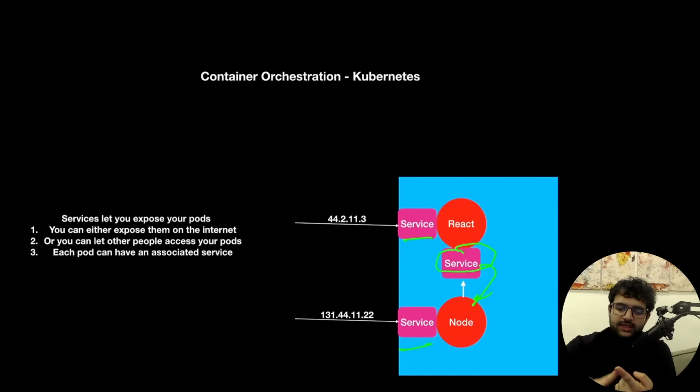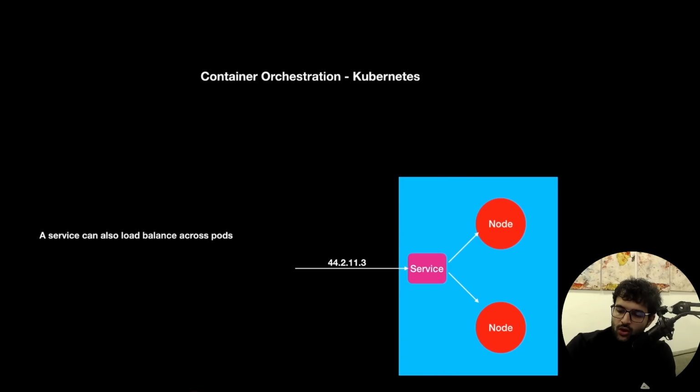Whenever you create just a pod, it is not exposed. No one can visit that pod from the outside. If you create a service, that is when you can expose it for other pods to visit or people from the internet to visit. That's what a service is. A service can also load balance across pods. If I create a service, I can attach it to multiple pods. This service is going to hit either this node or this node, and it will load balance between each of them.